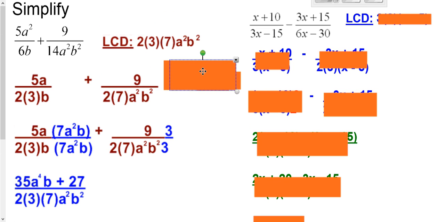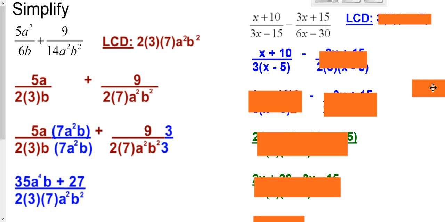Top right problem. We're going to go ahead and do the same thing. We're going to go ahead and factor the denominators. So we're going to factor the first one. We're going to pull out that greatest common factor. We're going to factor the bottom one. We're going to pull out a 6, but remember 6 is 2 times 3.